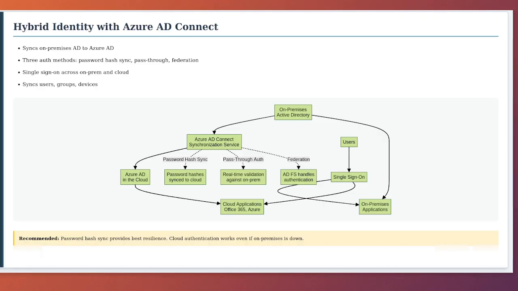Attribute filtering and scoping in Azure AD Connect control what gets synchronized. You can filter which organizational units to sync, exclude certain users or groups, or sync only users who meet specific criteria. Attribute transformations allow you to modify attributes during synchronization, such as constructing email addresses from multiple on-premises attributes or filtering sensitive data that shouldn't be synced to the cloud.